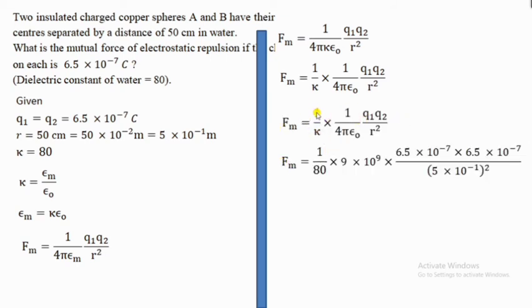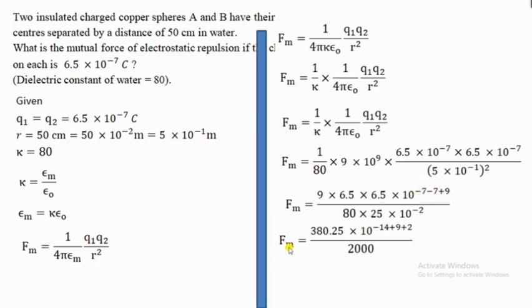So now I'll put the value of dielectric constant is 80, and this is k, 9 into 10 to the power 9, and the value of charges divided by distance square. Now when you solve this, I'm taking all the numbers together and taking the power together. Now it will become this, and this minus 2 will go up and it will become plus 2. Now next step, again this 2000 is 2 into 10 to the power 3.